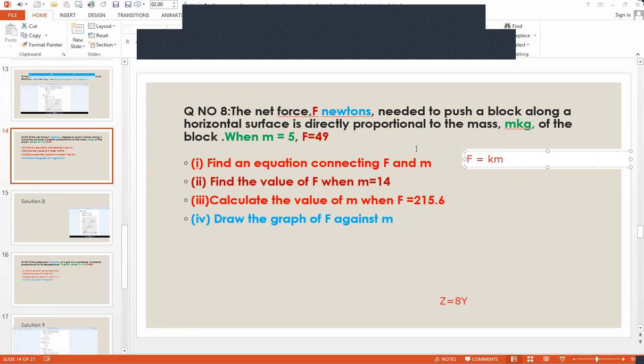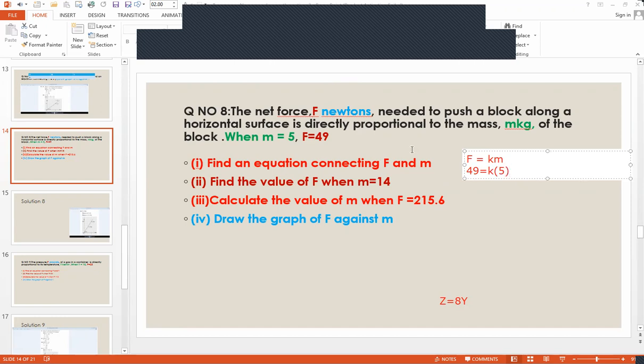The same one. Now it becomes very much easier. What is the value for f? That is 49. And k, you have to write remain k. Then you have to put a bracket and put a value of m. Which value of m is given? 5 is given. So you have to write it here.